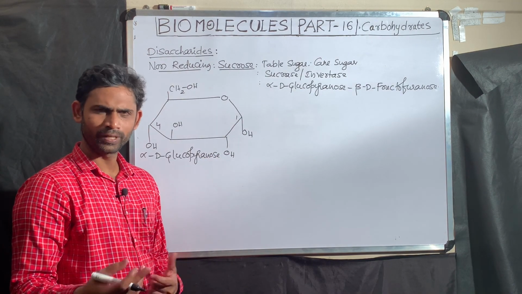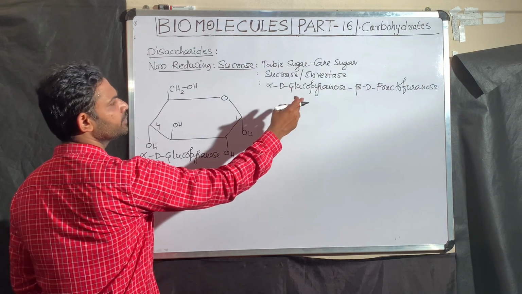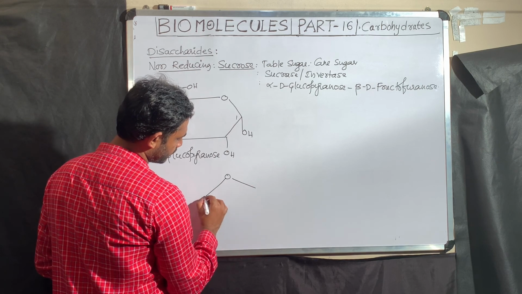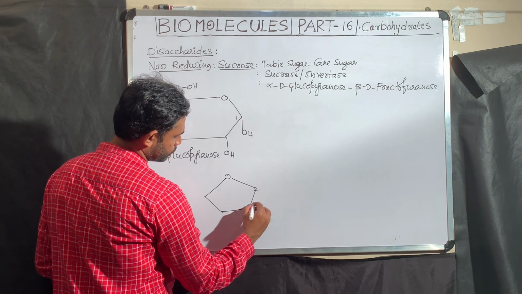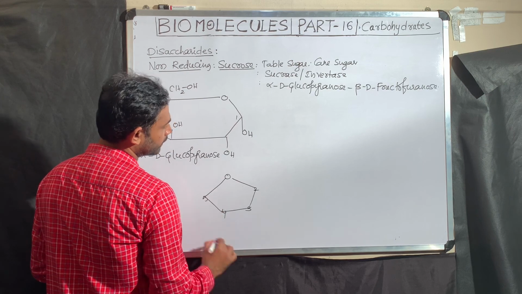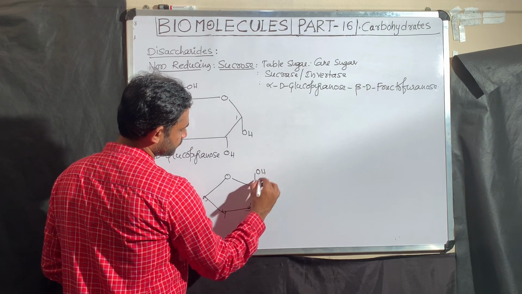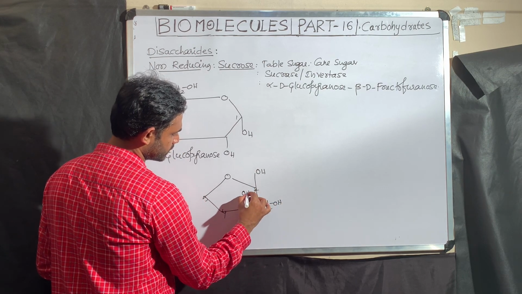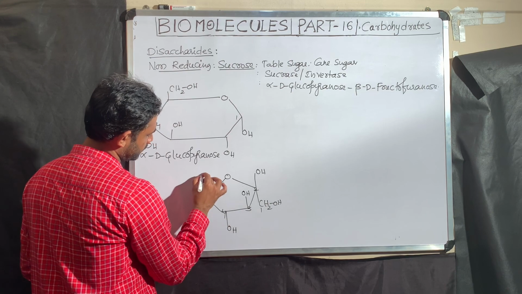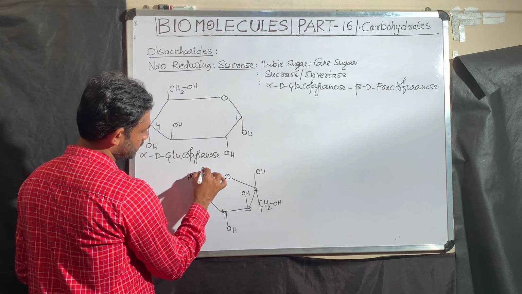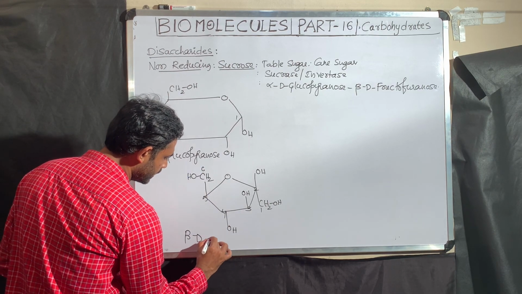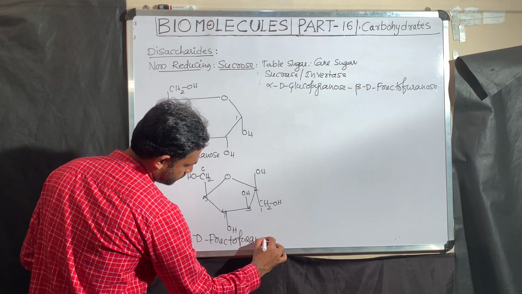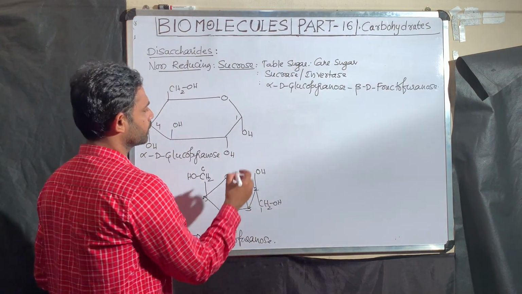To help you understand quickly, I am writing beta D fructofuranose here. See this one, the same thing I wrote in the monosaccharides. 2, 3, 4, 5. Okay? Beta, OH group is upside. First carbon is CH2OH. Then OH, OH. Sixth carbon CH2OH. This one is beta D fructofuranose. Okay. Now we are going to make the bond.